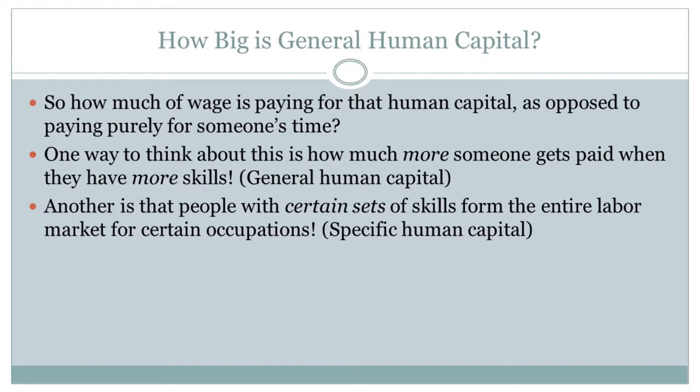And so we can think about this in terms of two different kinds of human capital. One is general human capital, which is just general skills that apply to all sorts of jobs. You know, things like being able to read and write or do basic arithmetic or show up on time. Those are all parts of general human capital. But we also have specific human capital.